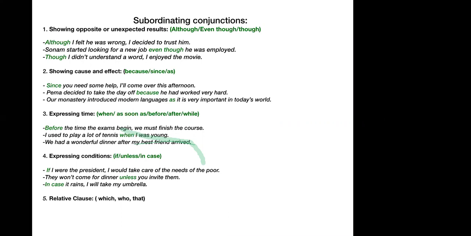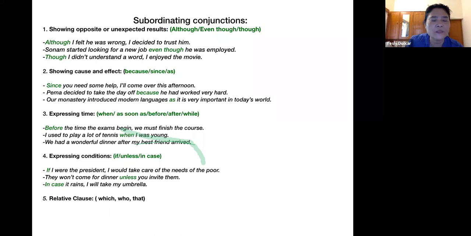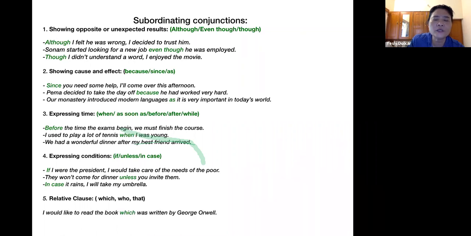Now I'm going to move forward. There's another one. This is called a relative clause: which, who, that. I would like to read the book which was written by George Orwell. I would like to read the book which. That is a relative clause. That makes the clause a relative clause.